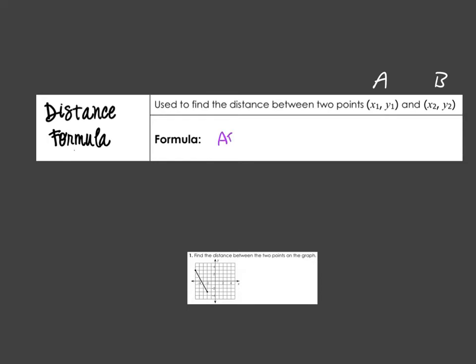So we're going to say AB, remember, this is the length of segment AB. AB is going to be equal to, and we're going to put a big square root, and then we're going to put a set of parentheses, and another set of parentheses, and we're going to add what's in those parentheses, and we're going to square what's in those parentheses.